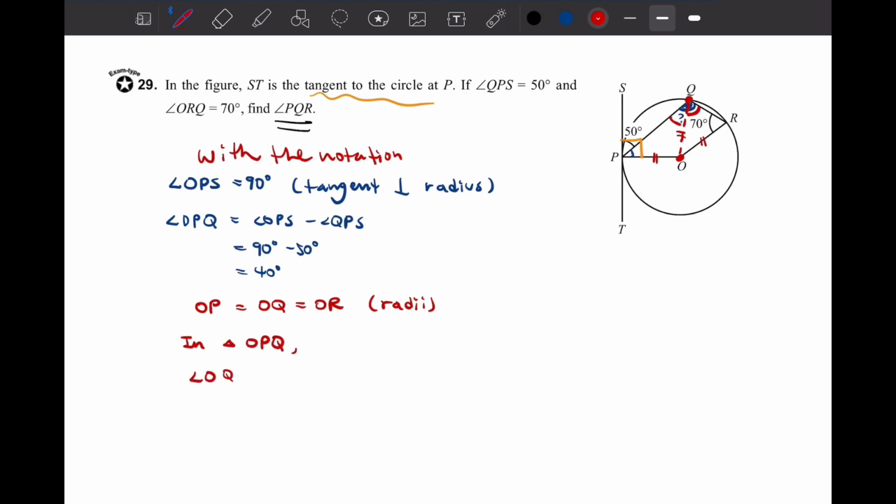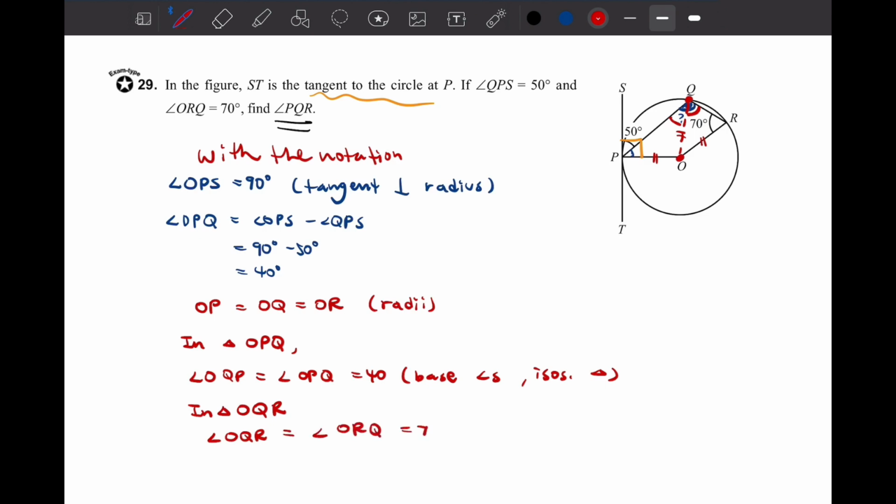So let's have a look. So in the triangle OPQ, OQP is equals to angle OPQ, which is 40. Okay, because of your base angles isosceles triangle. And then in the triangle OQR, your angle OQR is equals to angle ORQ, which is 70 because of your base angles isosceles triangle.